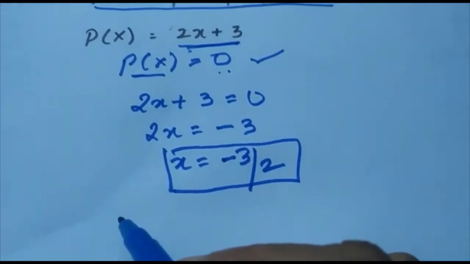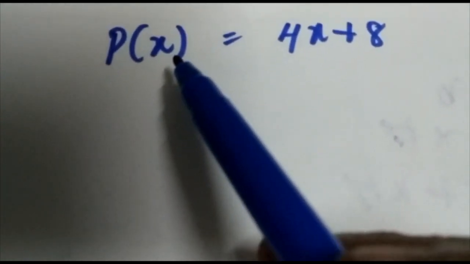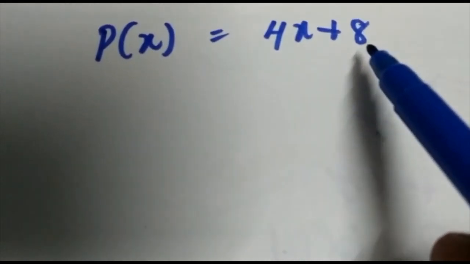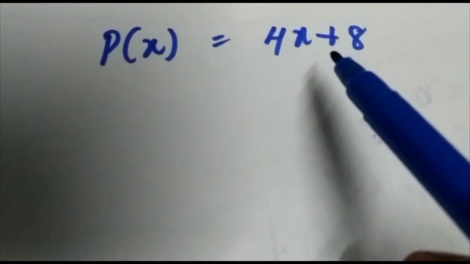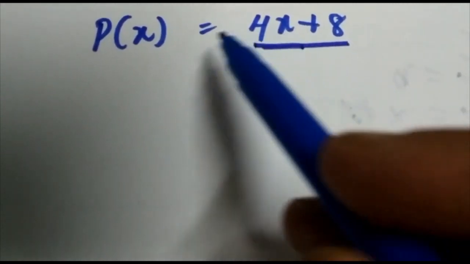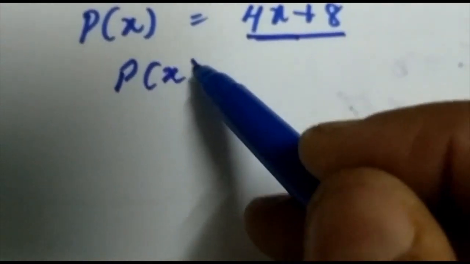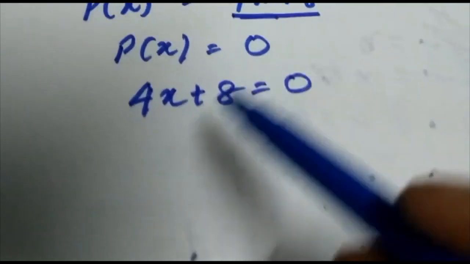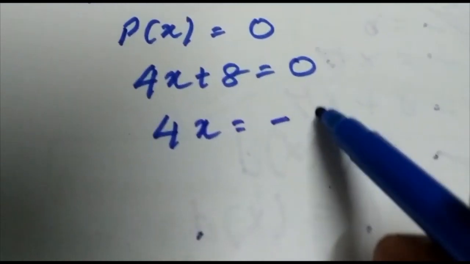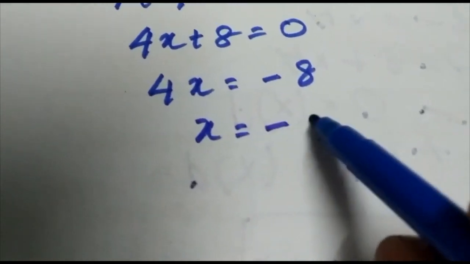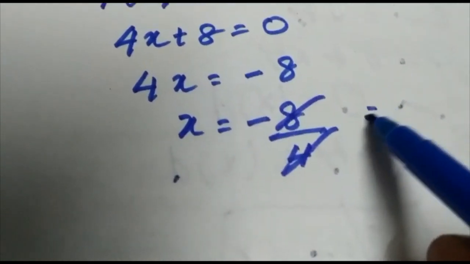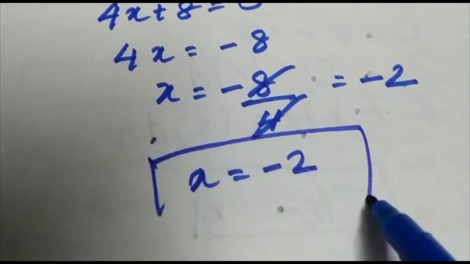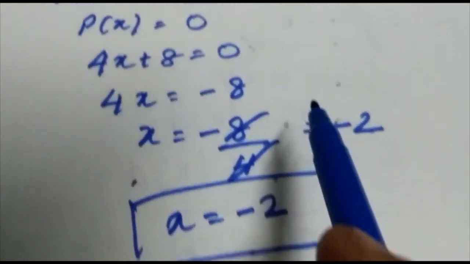So consider another example. Let me take another example. P of x is equal to 4x plus 8. So we have to find the zero of this polynomial. Always remember, to find the zeros of a polynomial, we have to equate this expression to 0. That is, p of x is equal to 0. What is p of x? 4x plus 8 is equal to 0. Or 4x is equal to minus 8. Or x is equal to minus 8 upon 4, which is equal to minus 2. So x is equal to minus 2 is the zero of this polynomial 4x plus 8.